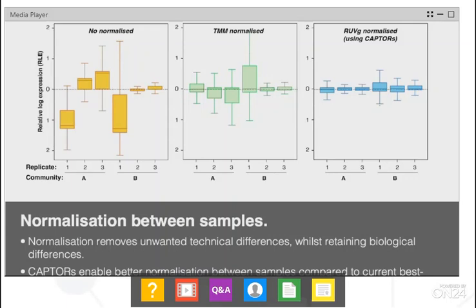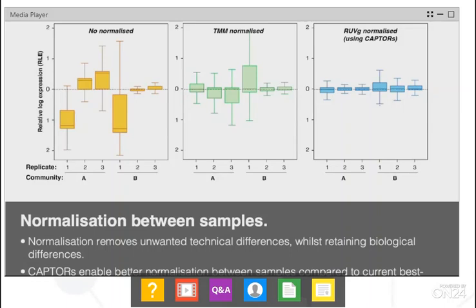And on the right-hand side, you can see that we've used the RUVg normalization method, which is typically an algorithm used to normalize between samples based on internal spike-in controls, but here we've trained it on the actual CAPTORs themselves. In this case, we've normalized using the CAPTORs, and you can see how that's improved our normalization between samples.